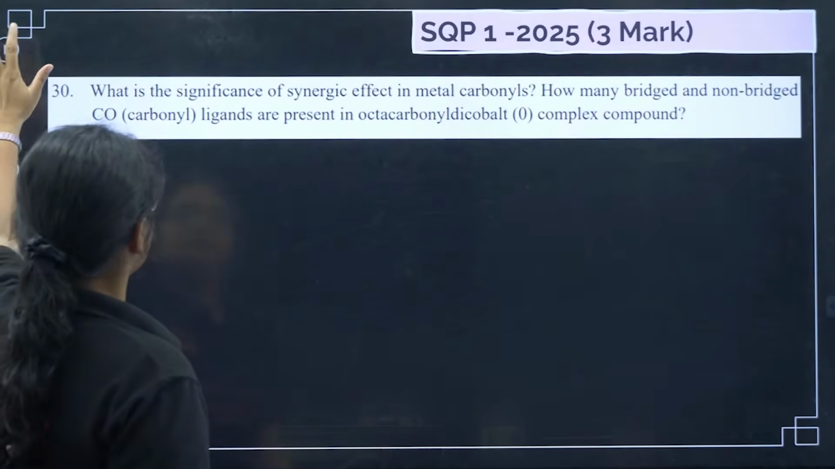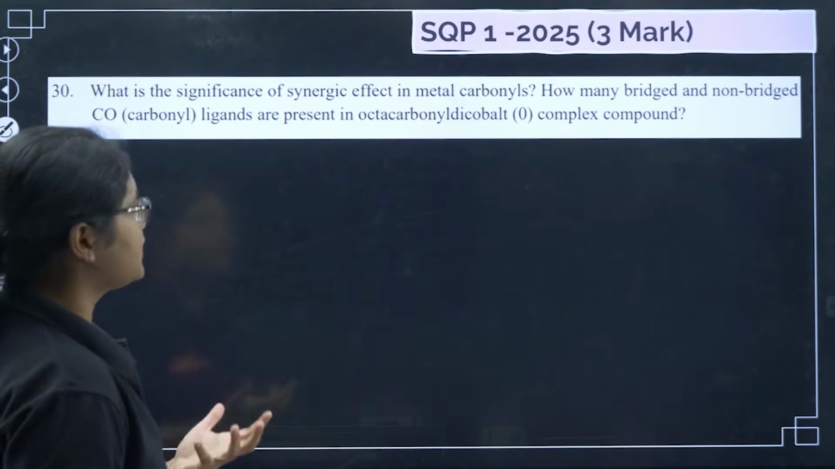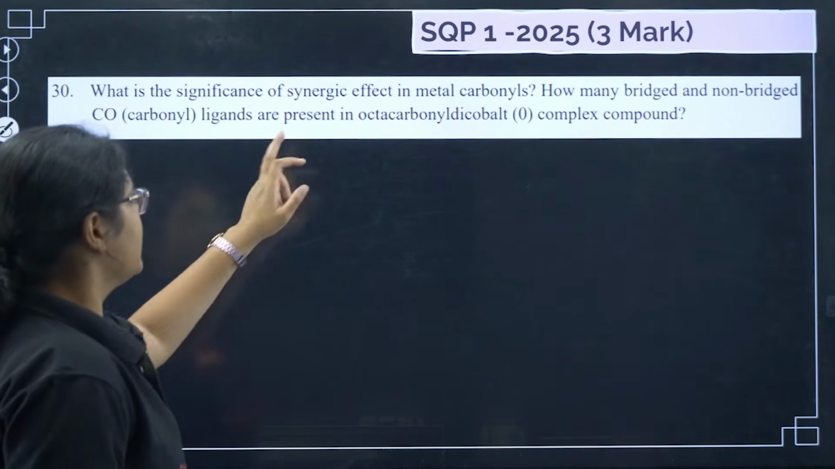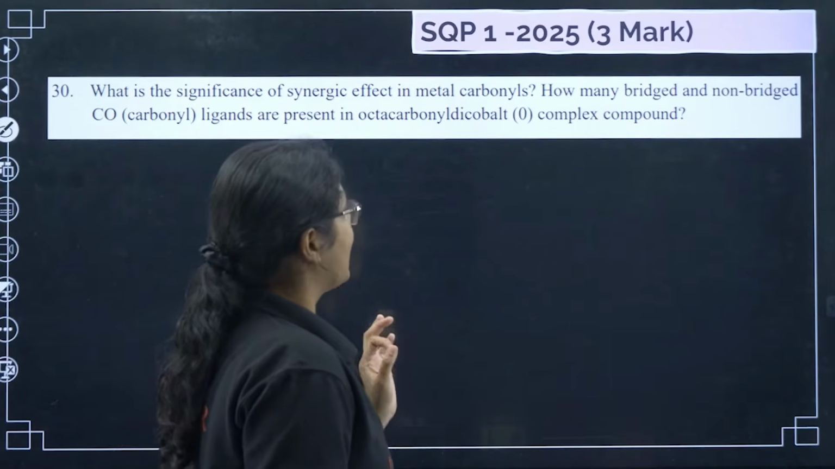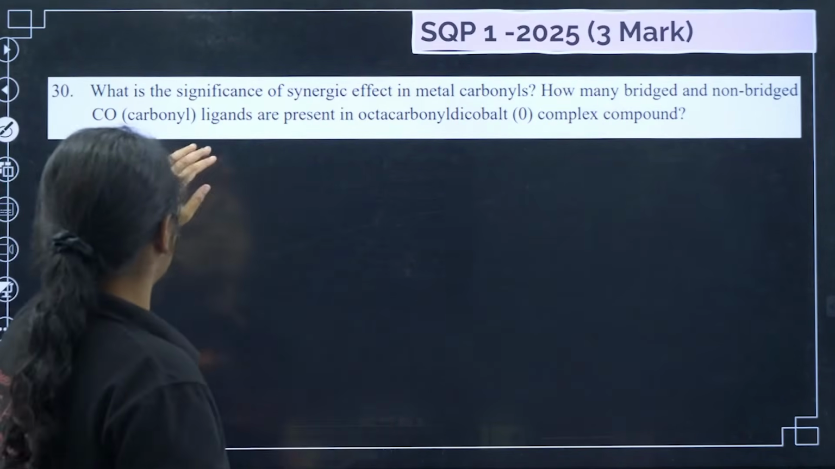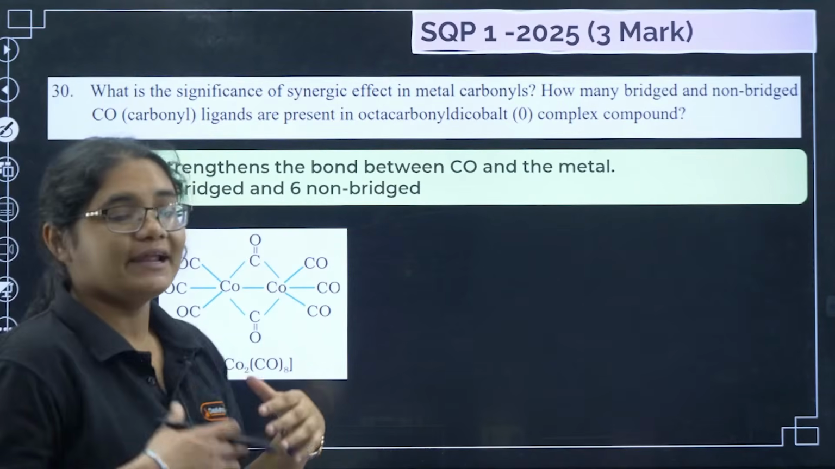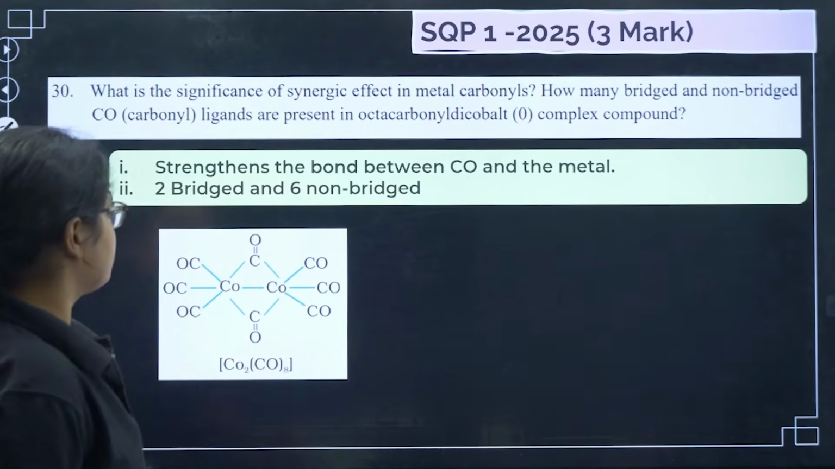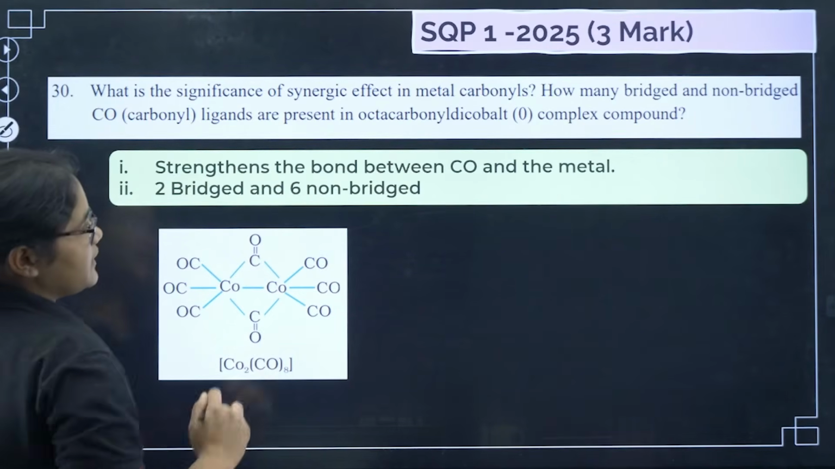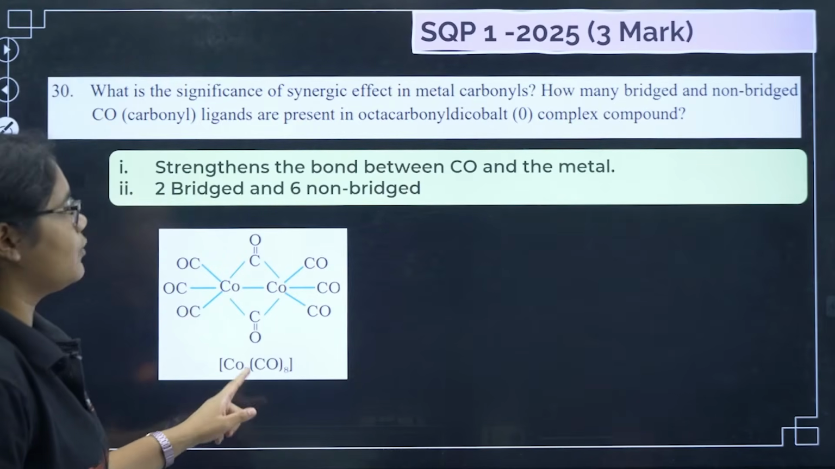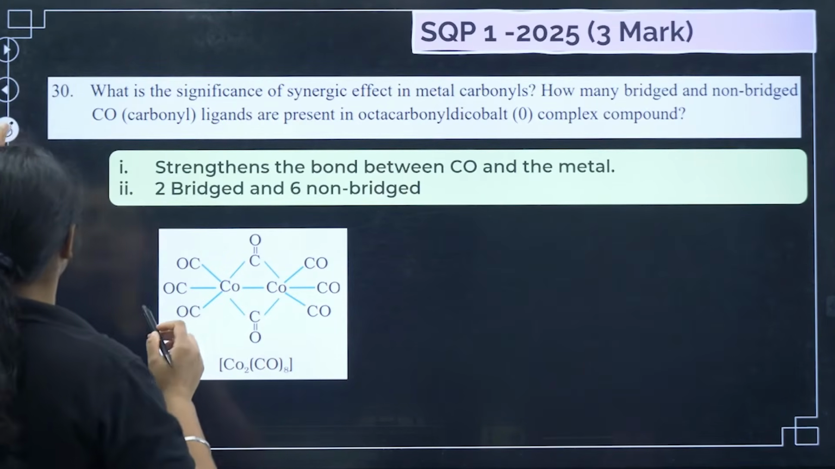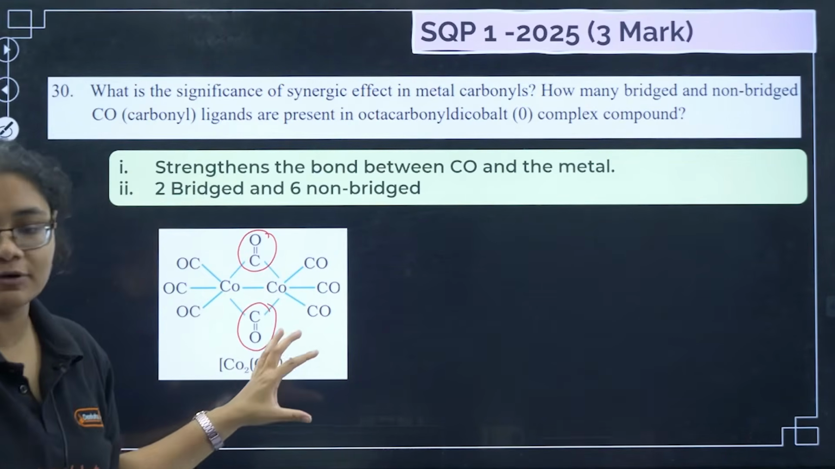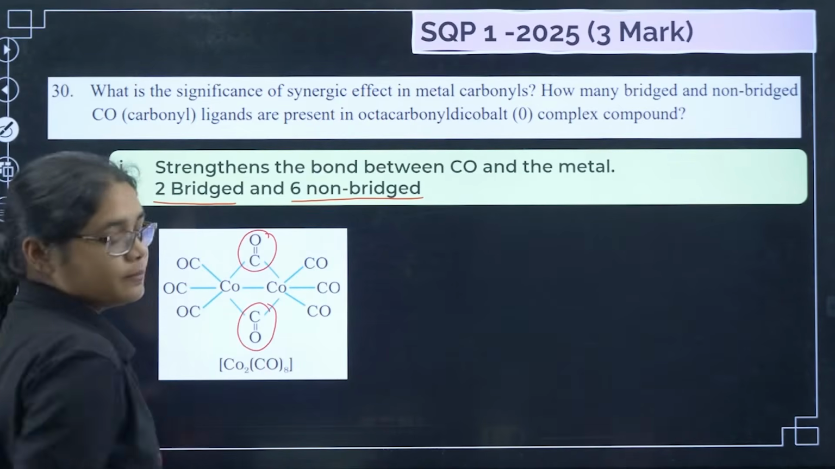Okay, next, moving to: what is the significance of synergic effect in metal carbonyls? How many bridged and non-bridged carbonyls are present in octacarbonyl dicobalt? First, the significance is that it strengthens the metal-CO bond. Next, this is the structure of octacarbonyl dicobalt. Here we can see 2 bridge carbonyls and 6 non-bridge carbonyls.